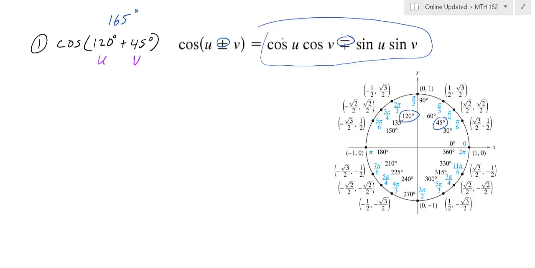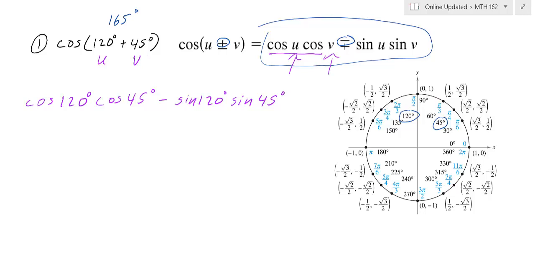So if we use the formula here, that means we would have the cosine of u cosine of v, so that would be the cosine of 120 degrees, the cosine of 45 degrees, minus the sine of 120 multiplied by the sine of 45 degrees. That's easy enough to simply substitute: wherever you have a u, we're going to substitute in 120, and anywhere that we have a v, we would substitute in the 45 degrees.